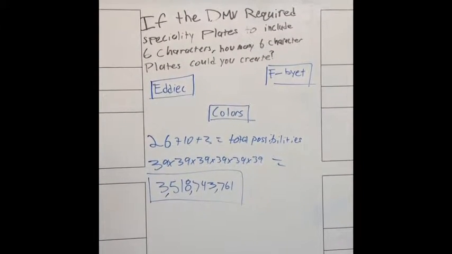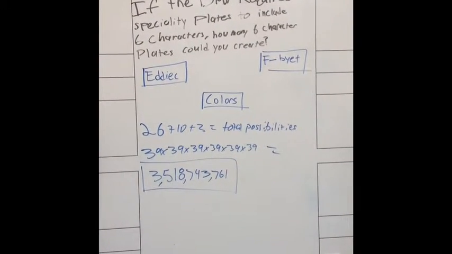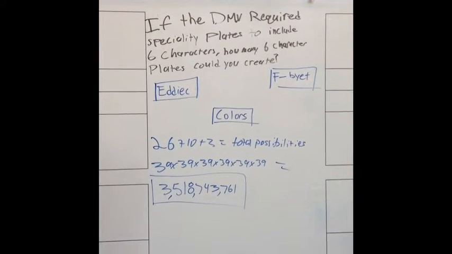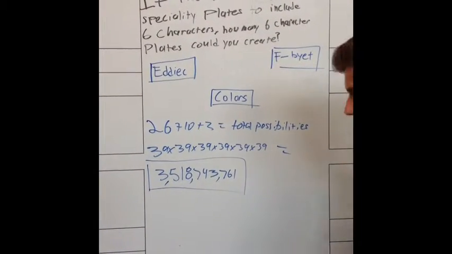3,518,007. A lot. Yeah, I'll give you 700... 743,761. And that's how you do this.